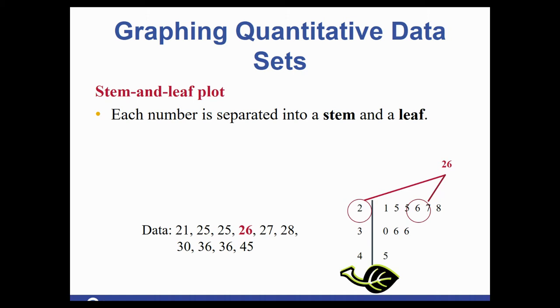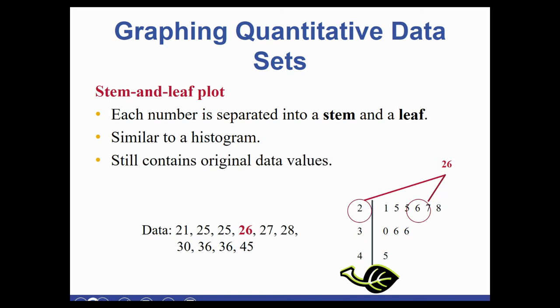So in a stem and leaf plot, each number is being separated into what's called a stem and a leaf. It's similar to a histogram. If you turn your graph on its side, you can kind of see the height of the bars. And it still contains the original data values. So in the little image off to the right, this is your stem. These are your tens place or your hundreds place. And then next to it are your leaves. Those are your ones places.